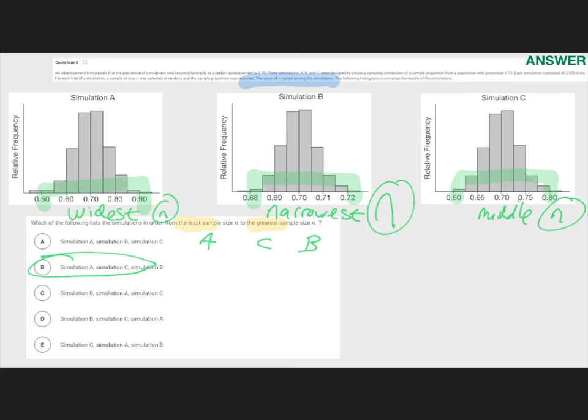As you increase the sample size, the variability decreases, so the narrowest spread gets the largest sample size, so I drew a big N here. The widest gets the smallest sample size, so I drew a small N there, and then this one sits in the middle. So when they say least to greatest sample size, I need to go from A to C to B, which is choice B. Okay, that was kind of a lot.